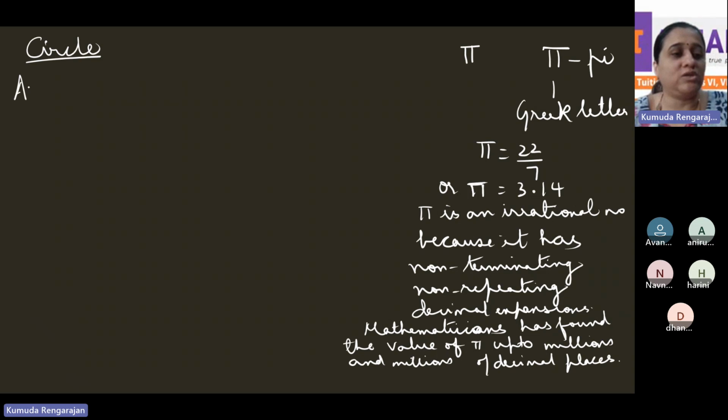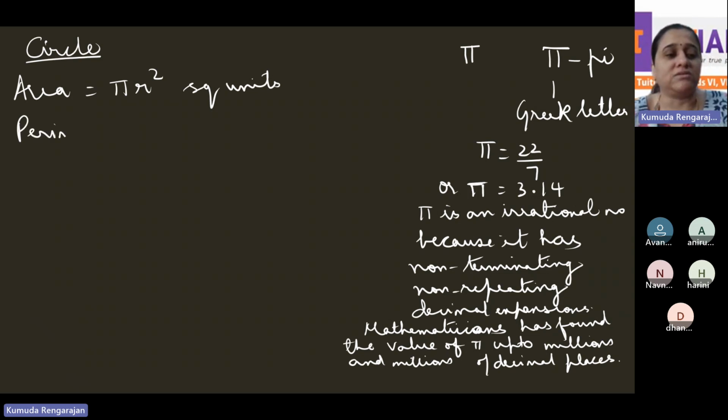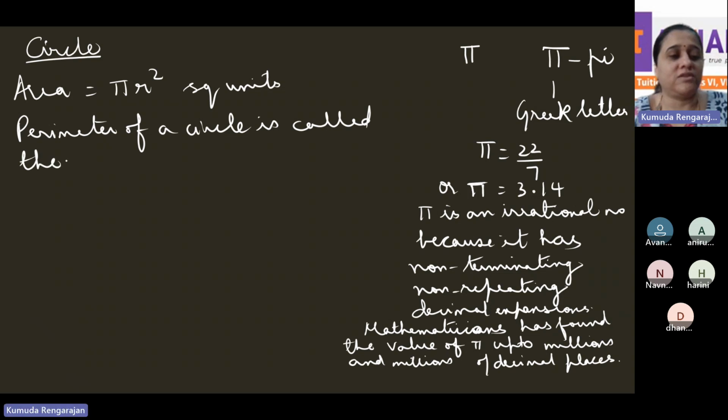Now coming to what you need to remember: area is equal to pi r square. And we know that area is always expressed in square units. And the perimeter of the circle is called the circumference of the circle. Perimeter of a circle is called the circumference.